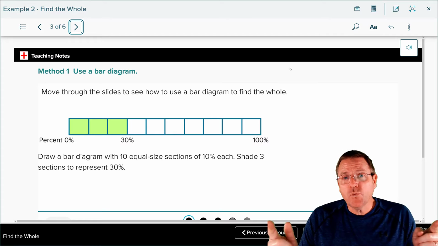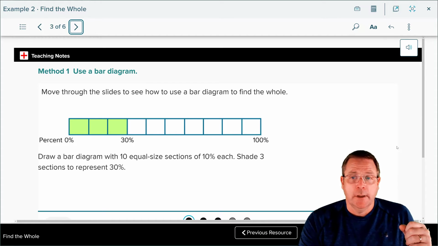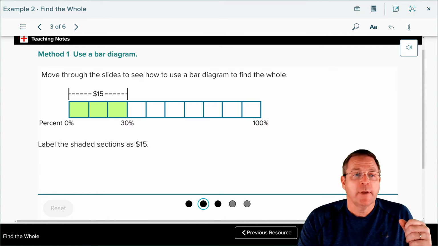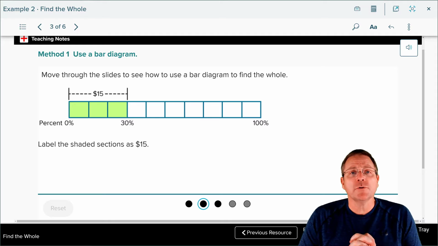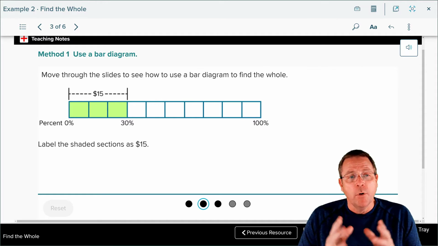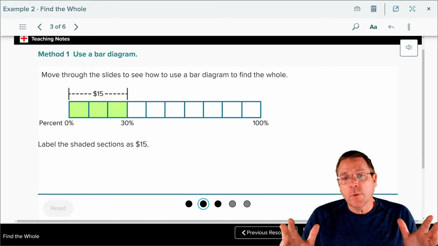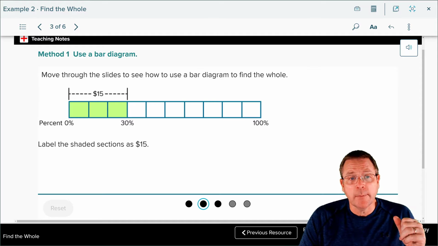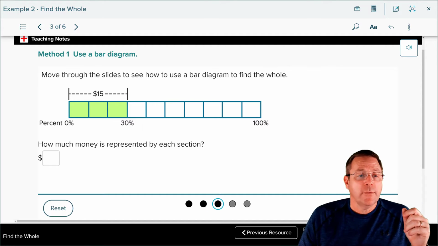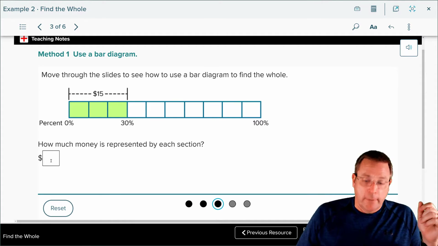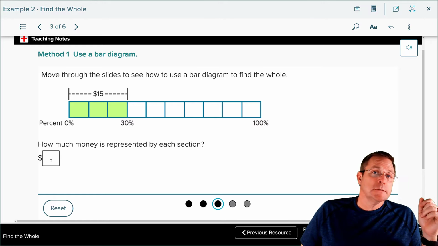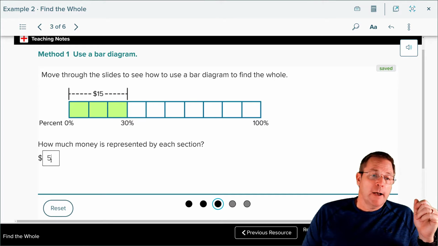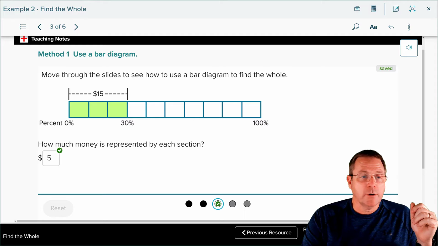Now, how much was 30%? How much money did they save? They saved $15, so 30% was $15. Well, if all three of those squares combined are $15, how much is just one square going to be? You divide the 15 by 3, and we're going to find out that each one of those squares represents, yep, $5. So from here we're going to hit our check.